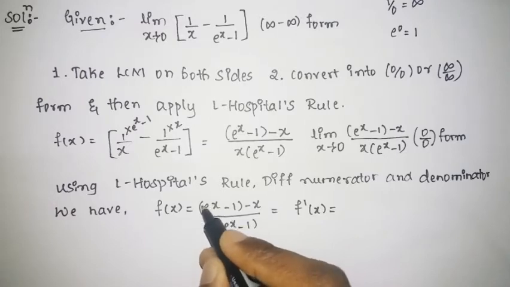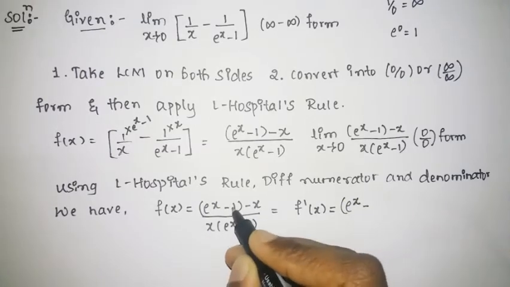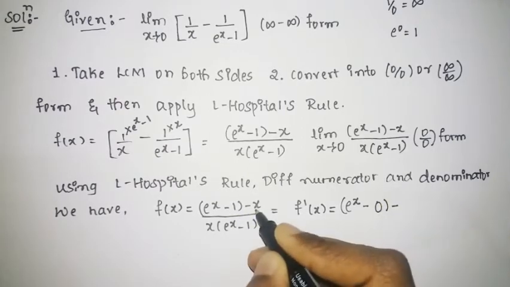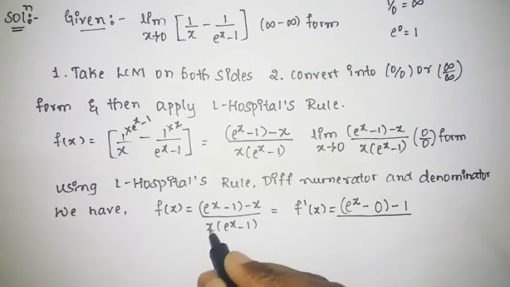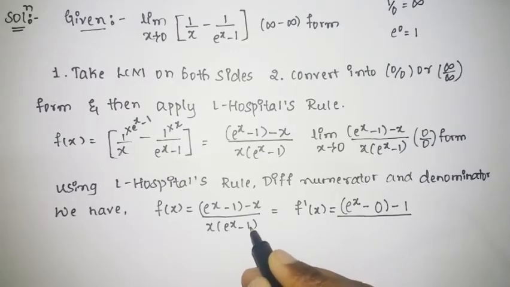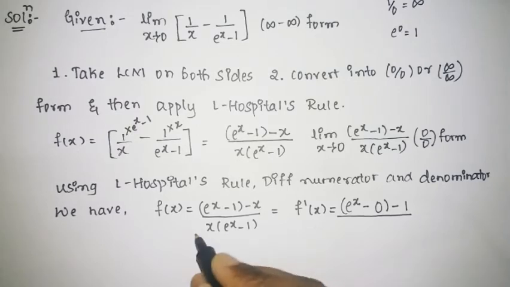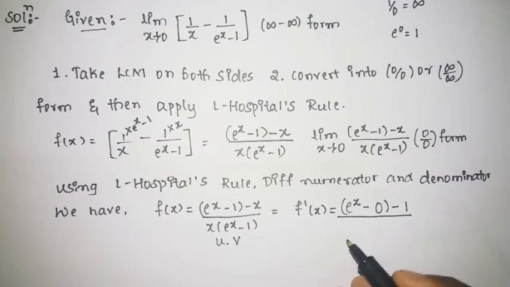Differentiation of e raised to x is nothing but e raised to x as it is, minus differentiation of 1, that is a constant term, will be 0, minus differentiation of x is 1. Then whole divided by, so for the denominator we shall apply the u into v rule. So that is x into e raised to x minus 1.